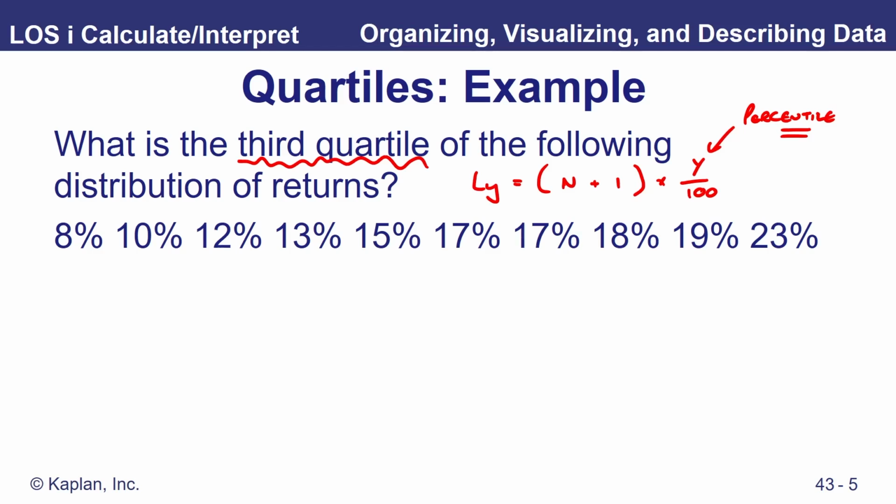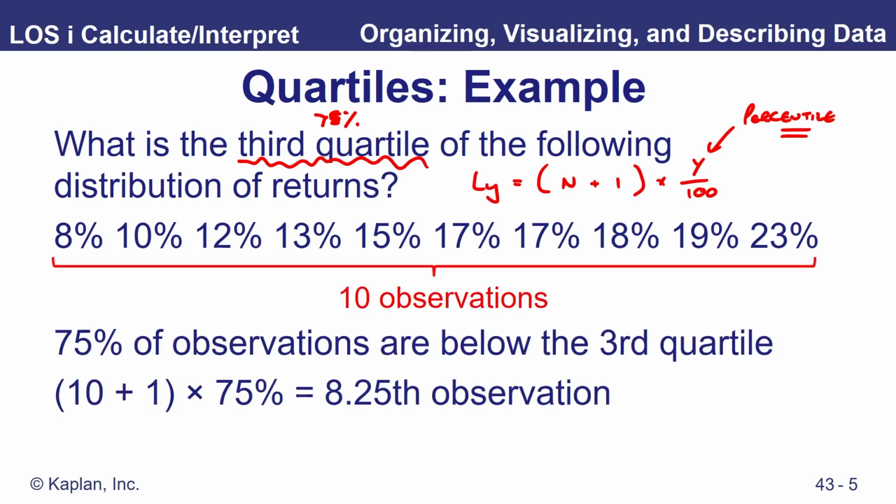75% of observations lie below that third quartile. So y will be 75 here. Okay, so we're going to use our formula. So we've got 10 observations, so n plus 1 becomes 11, and then we're going to multiply it by 75 over 100. 75% of observations are below the third quartile. We know that. So notice, 10 plus 1, 11, times 75 over 100, we get 8.25, or 8.25 of the observations. So what we're going to do is go along. Observation 1, 2, 3, 4, 5, 6, 7, 8.